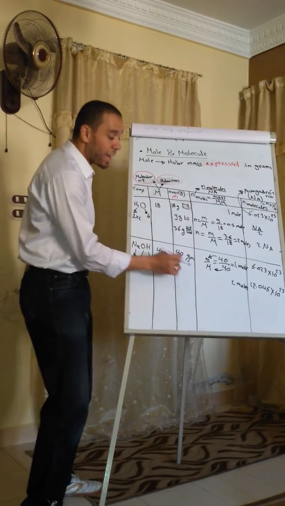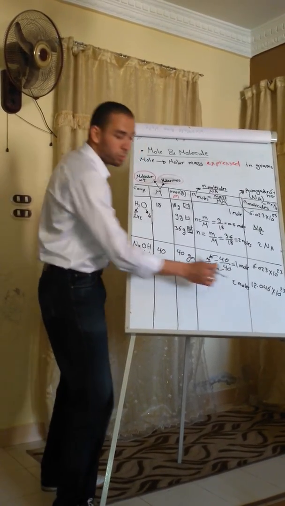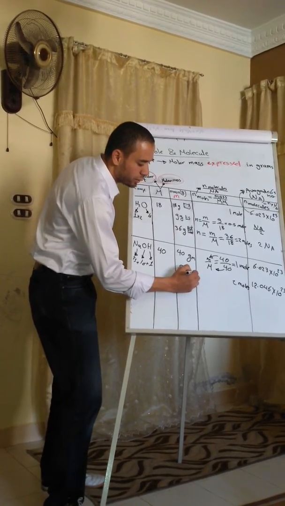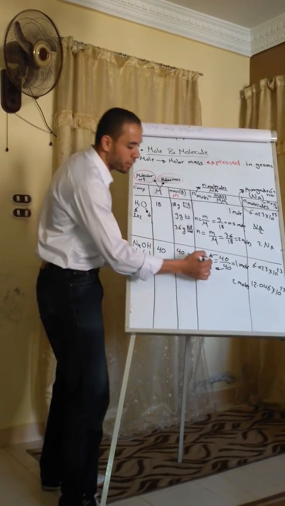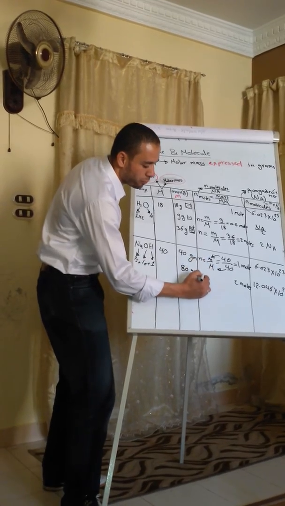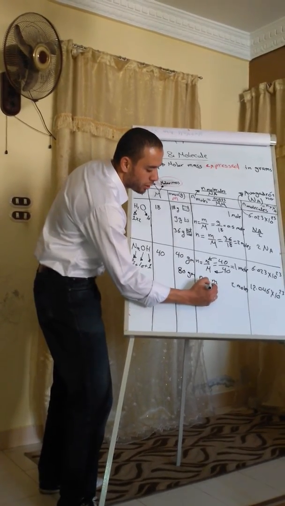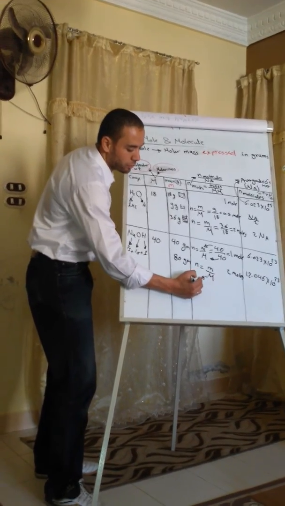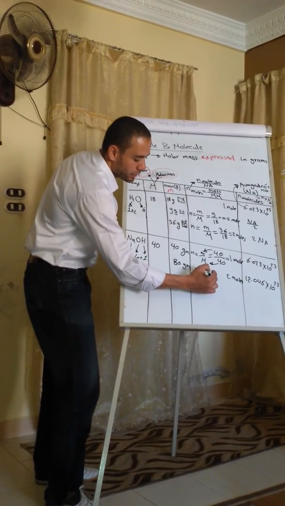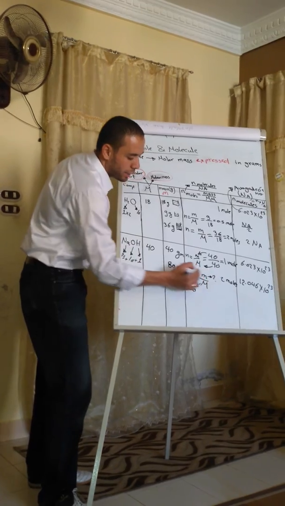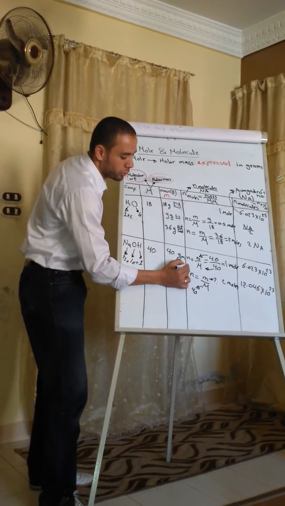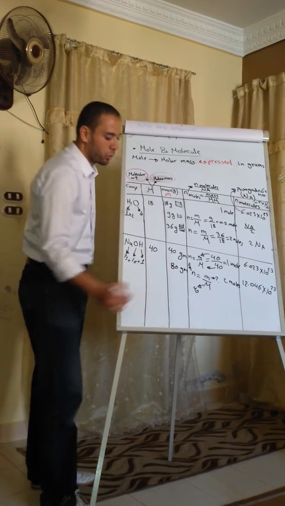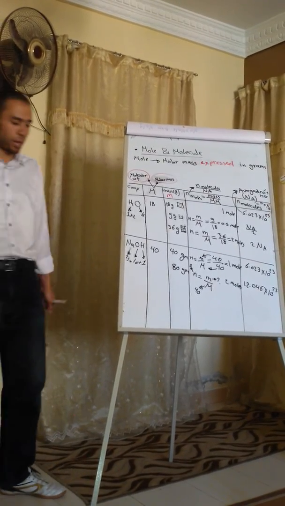Right. How many grams do we have in these 2 moles? Yes, we have 80 grams. How did you find it? By applying this rule: number of moles equals mass over molar mass. The molar mass is given as 40. The mass is unknown, and the number of moles is 2. So 2 times 40 equals 80 grams.